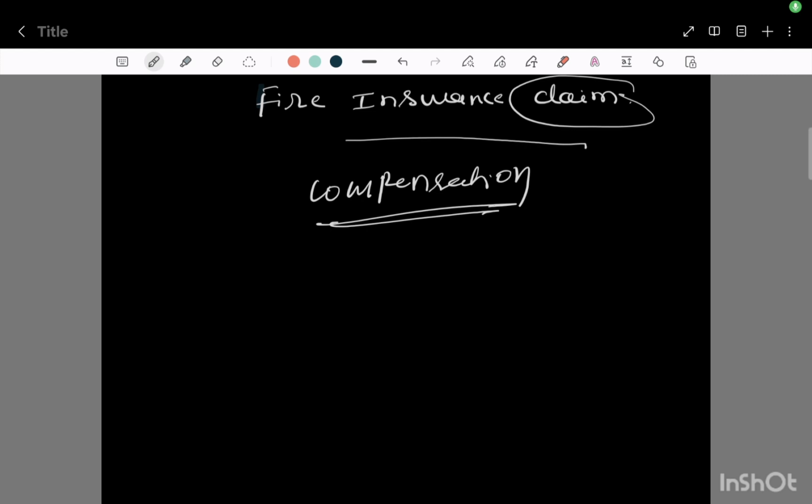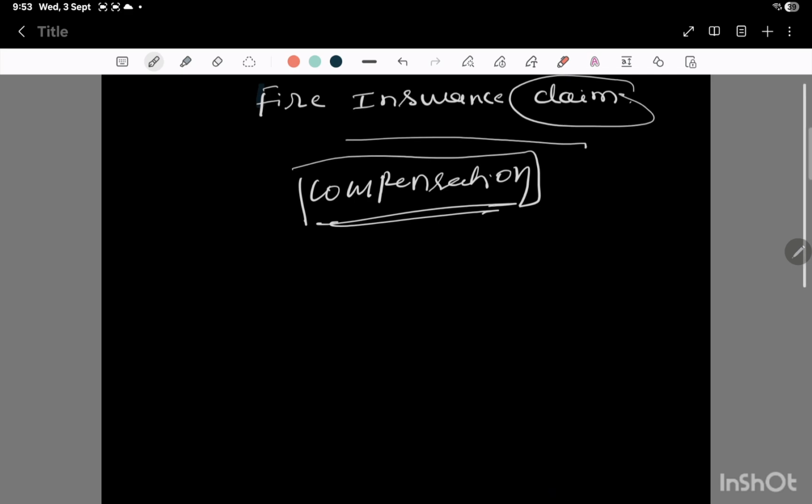So fire insurance claims are prepared to find the compensation amount. You have to get this compensation amount, and for that you are going to do all these things. This is only the format I have taken here. In the coming video I'll take the values to find the closing stock and also to find the claim amount. So wait for the next video.